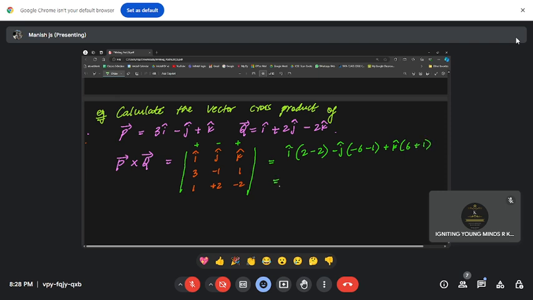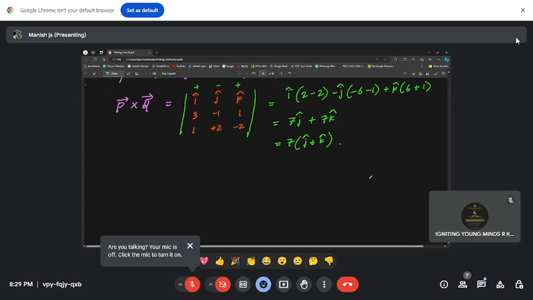Okay, so this is how efficiently you can do it. The first one is 0, so you don't have i at all. The next one, if you simplify, minus 6 minus 1 is minus 7, but minus times minus becomes plus, so ultimately you will get 7j. And then you will get plus 7k. You can take 7 as common: 7 times j plus k, and that's your answer.